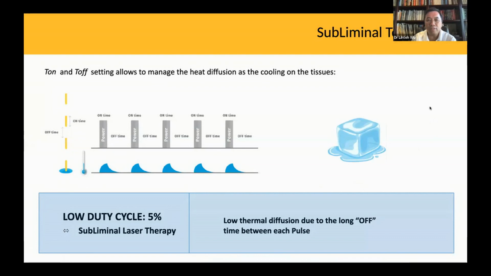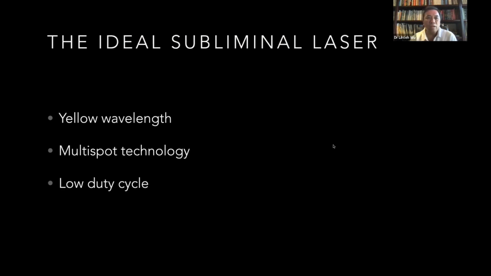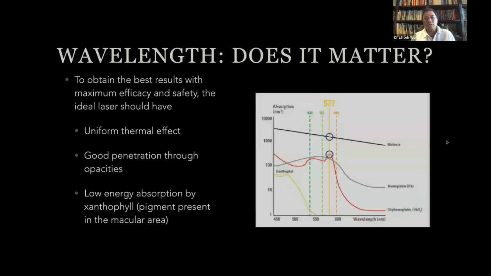So one of the key things about micropulse is that we want the low duty cycle, 5%, and I'm emphasizing again, because of this time that we allow the tissue to cool, we don't get into problems with iatrogenic damage, particularly since we're working in the macula. So the ideal subliminal laser, the micropulse laser, is yellow wavelength, has multi-spot technology or patterns, and a low duty cycle. Let me go through this.